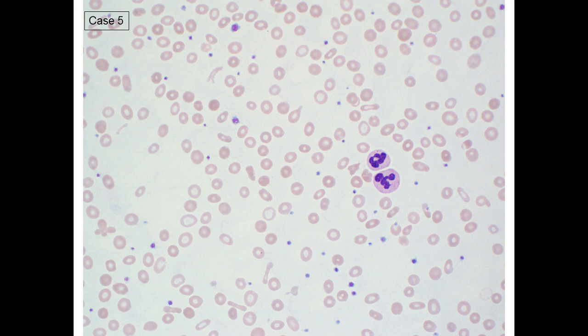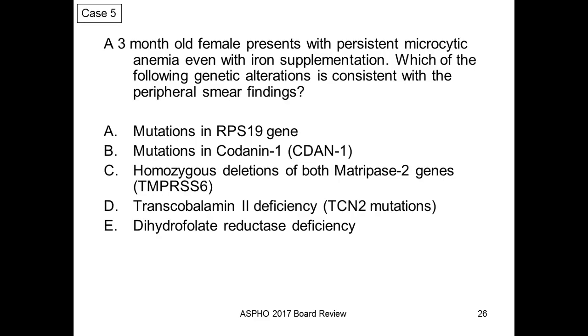Okay, here's the next peripheral smear. So this is a 3-month-old female presented with persistent microcytic anemia, even after a decent trial of iron supplementation. Which of the following genetic alterations is consistent with the peripheral smear findings? Mutations in RPS19 gene, mutations in codanin 1, homozygous deletions of both matriptase 2 genes, transcobalamin 2 deficiency, or dihydrofolate reductase deficiency.